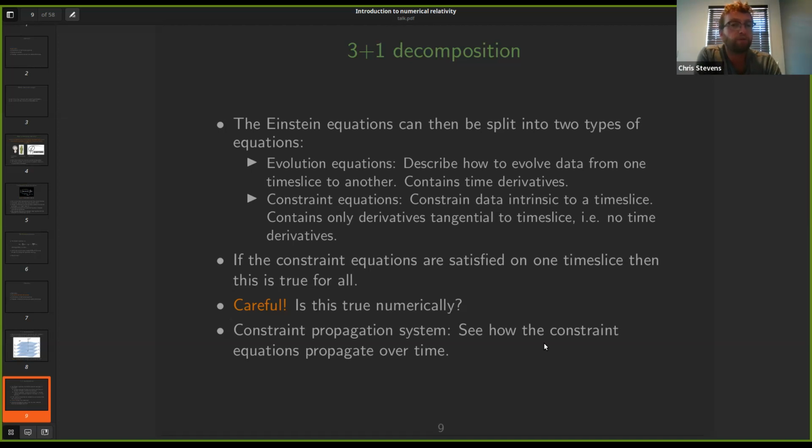The constraint equations, however, must contain only derivatives that appear tangential to these slices. And as such, because these are constraint equations, suppose you labeled one that should be satisfied by C, so that C equals 0 must be satisfied on these spatial slices.